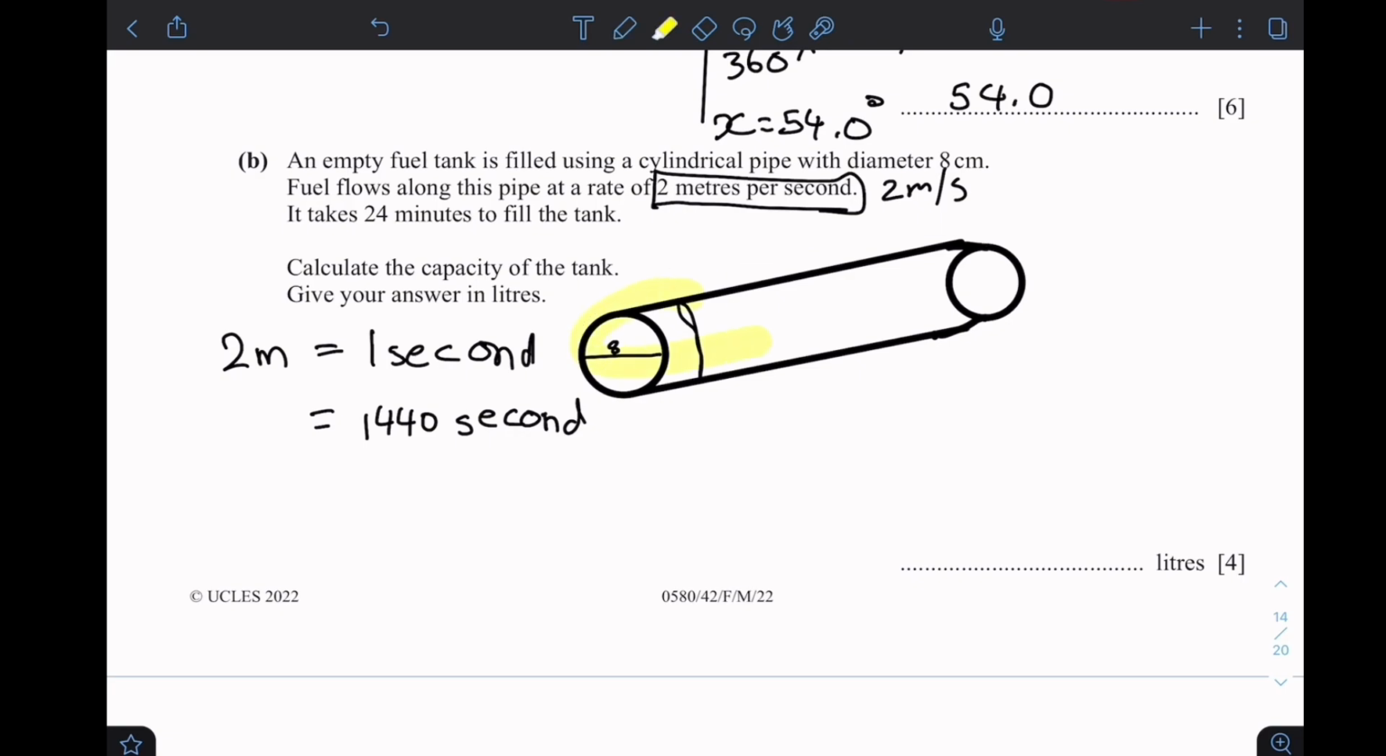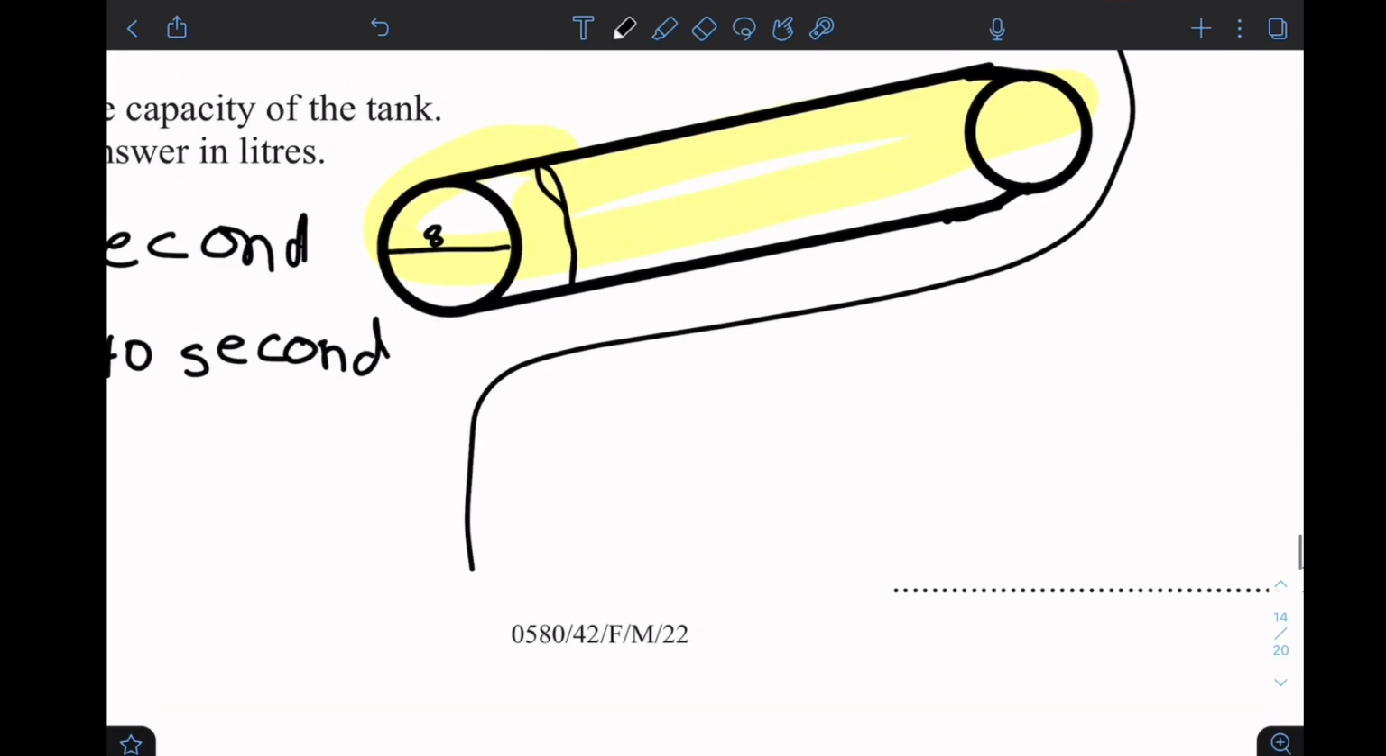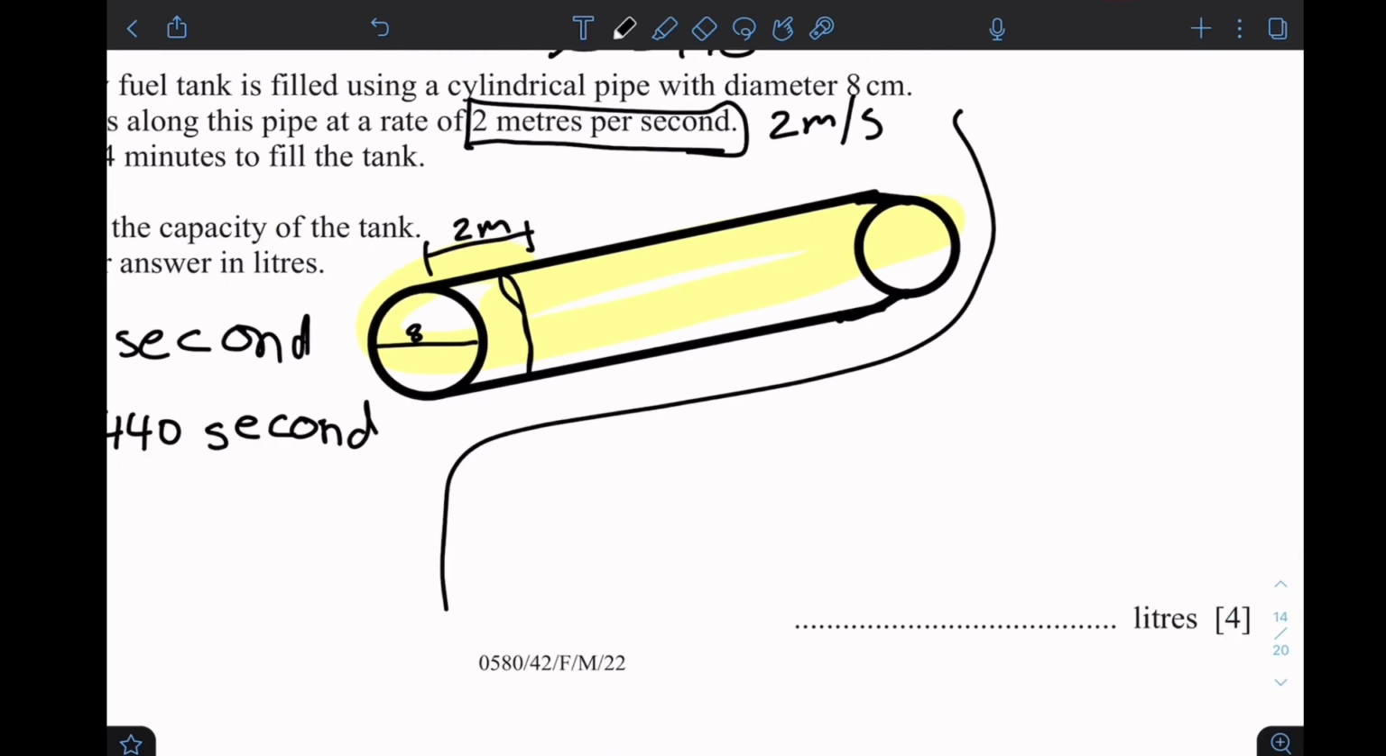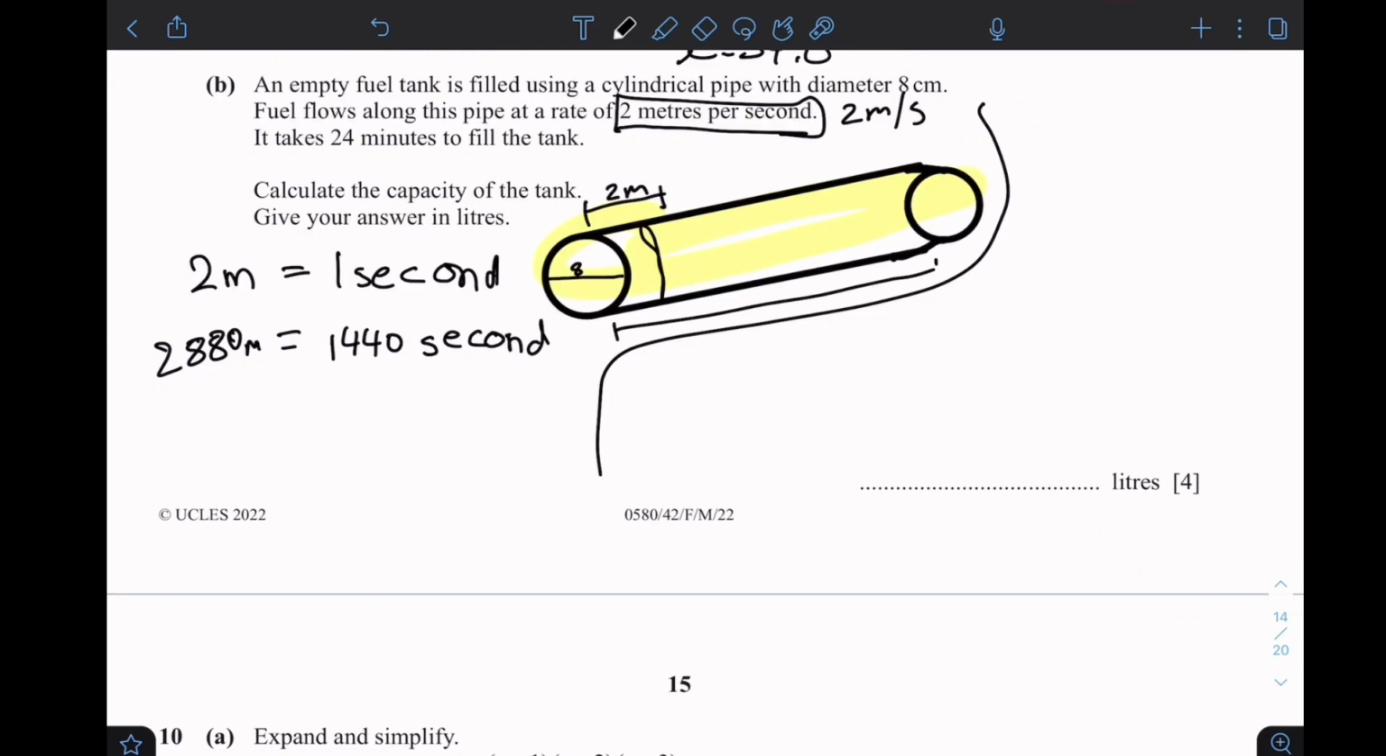So if it fills like until here in 1 second, in 24 minutes, it will take the entire pipe to get filled, right? Okay, I'll just explain. So 2 into 1440, so 2880 meters is flowed in that time frame. So basically this 2 meters are covered in 1 second, and 2880 meters covers the entire tank. So that means the height of the cylinder is 2880 meters.